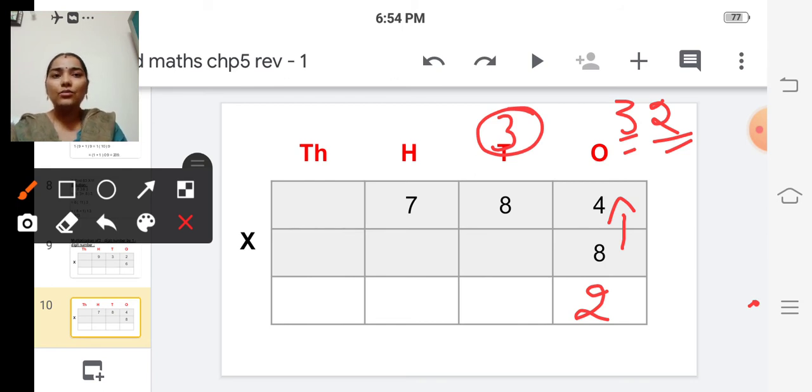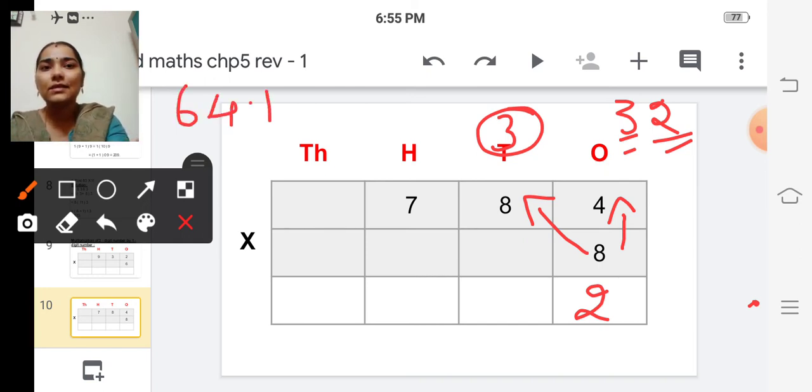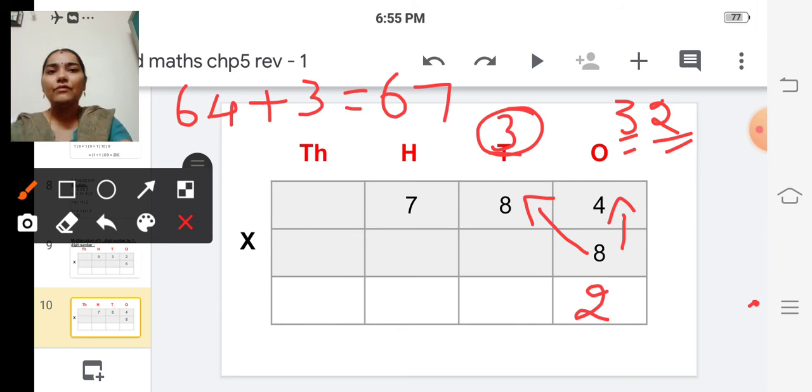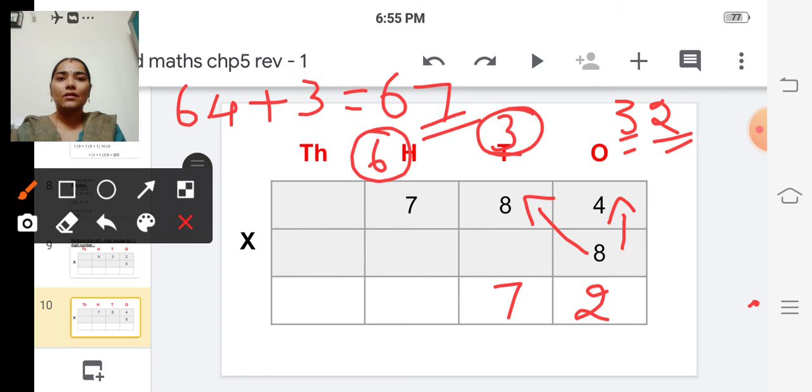Okay. And now multiply 8 into 8. 8 eights are 64. 64 plus this carried over number 3 which is equal to 67. Okay. So we have to write this 7 in the answer and carry over this 6 to the next place. Okay. And now multiply this 8 and 7.